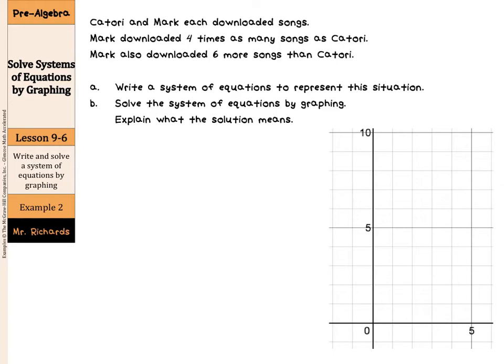Well, let's set our variables first. Let's let y equal Mark, and let's let x equal Katori.